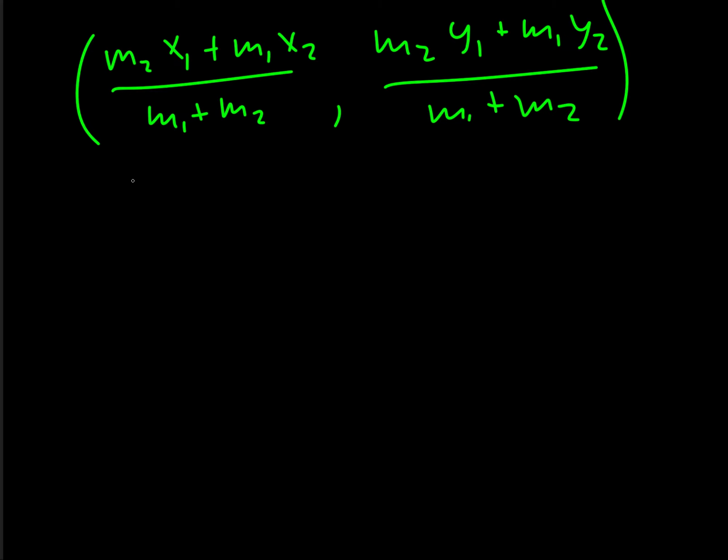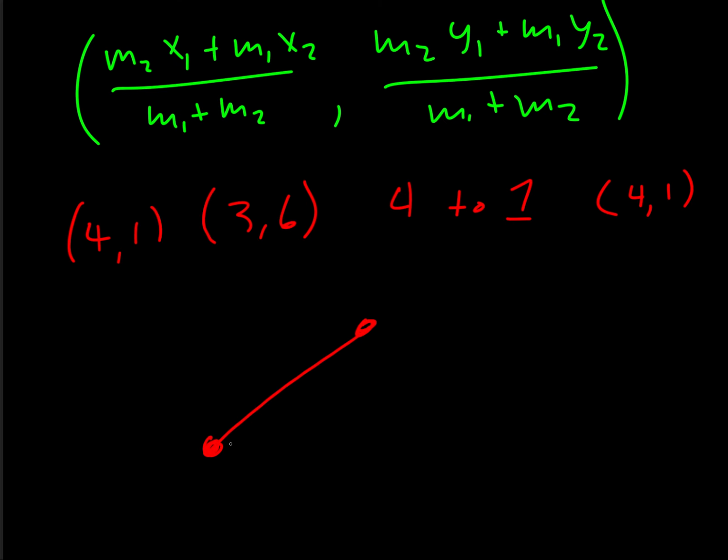It says two endpoints of the line segment are 4, 1 and 3, 6. What point will split the line segment into a ratio of 4 to 1, so that the point lies 4 times closer to 4, 1? So we're closer to 4, 1. The cool thing about this is our diagram doesn't have to necessarily match up. So this is going to be 4, 1, this is going to be our x, y that we're trying to find, and this is going to be 3, 6.